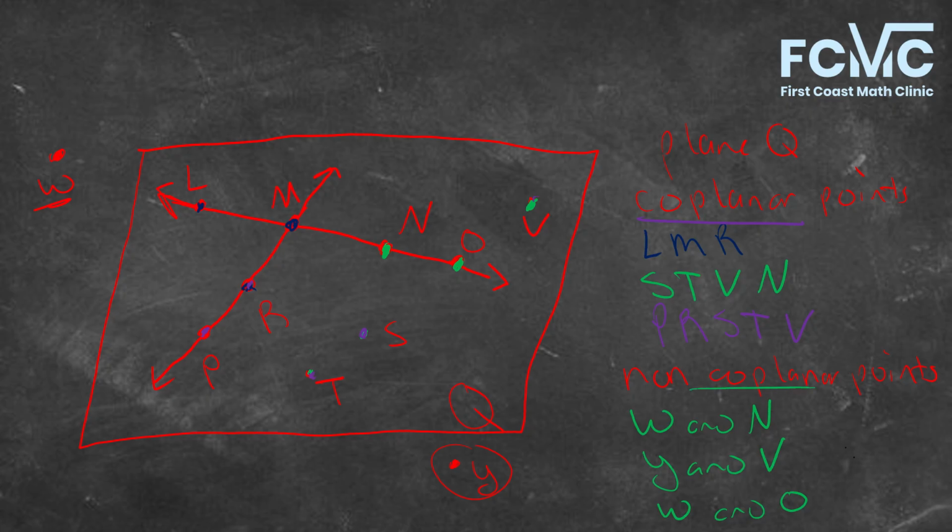All right, let's look at collinear points. Now for our collinear points, we want 3 or more. So we've got points right here, L, M, N, and O. They're all in the same line. We also have M, R, and P.